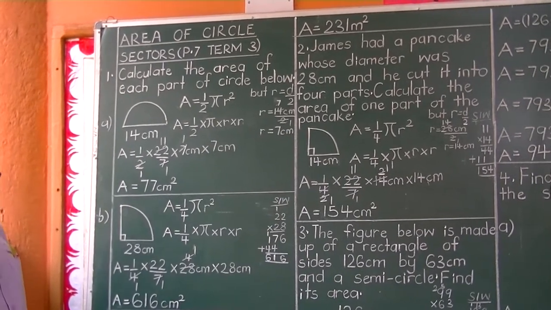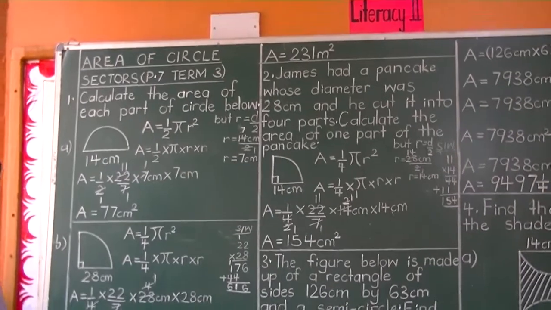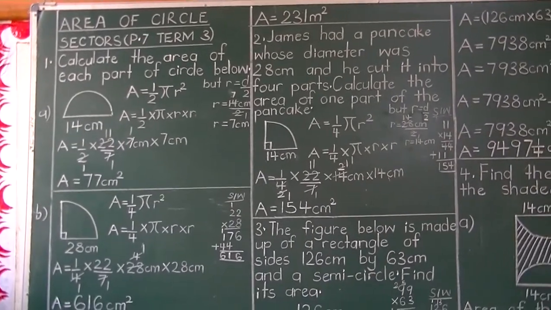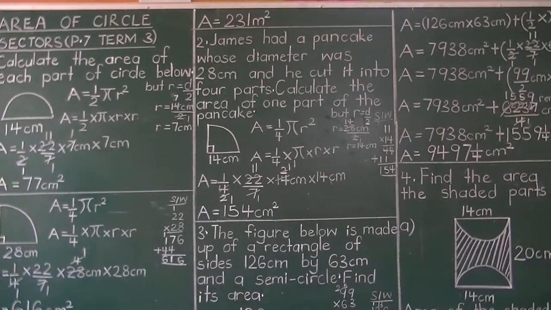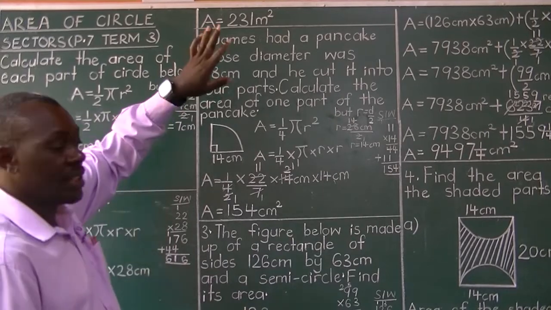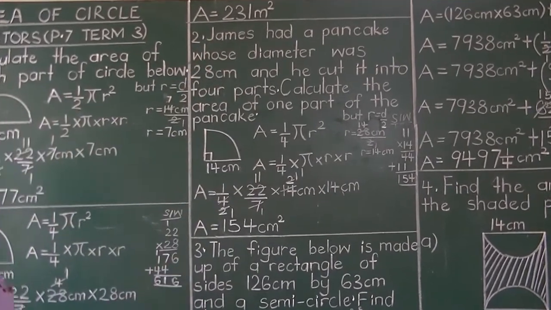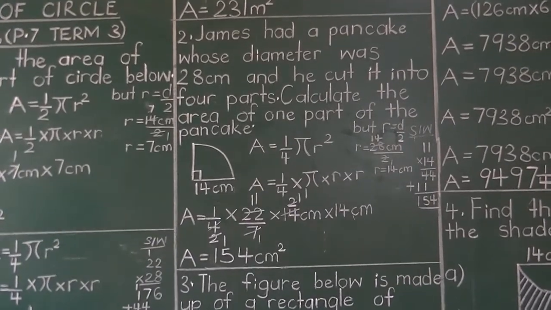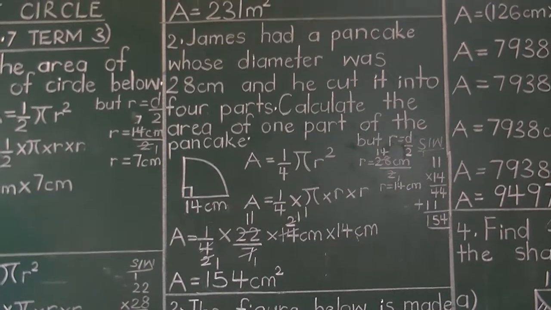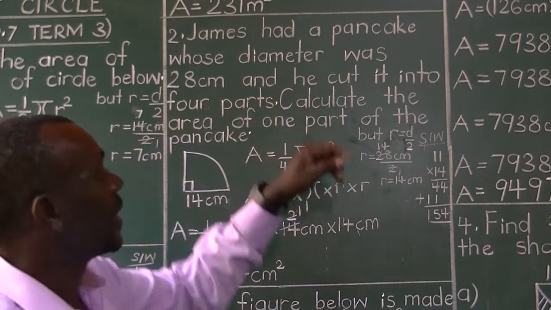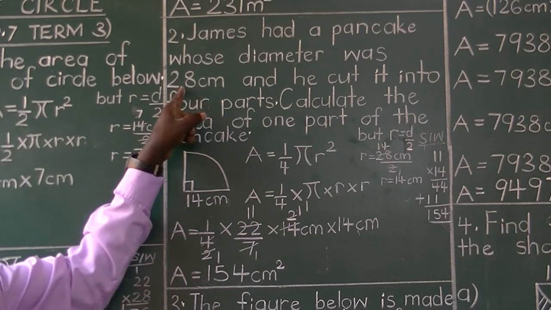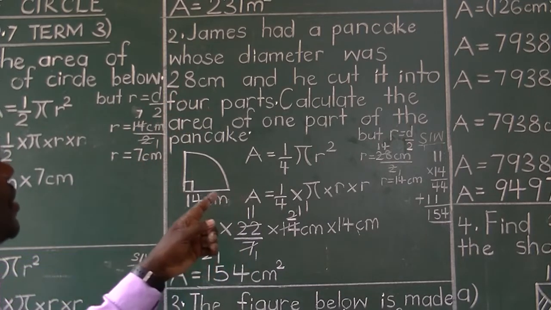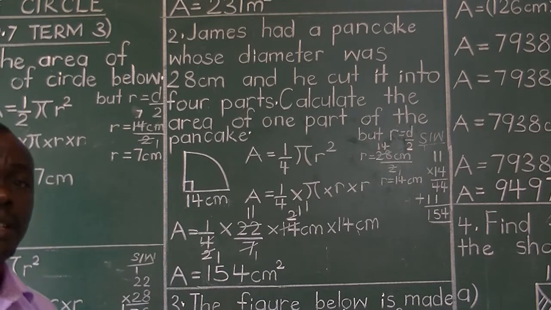And then we shall look at another way one can bring in the area of circle sectors in word form, the ones we call word problems. These are word problems involving the area of circle sectors. Let's see. And normally we bring things you enjoy eating. Let's see. James had a pancake. So James had a pancake whose diameter was 28 centimeters, and he cut it into 4 equal parts.